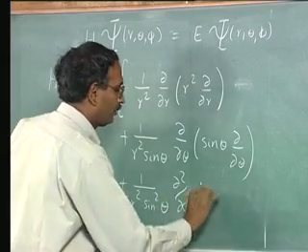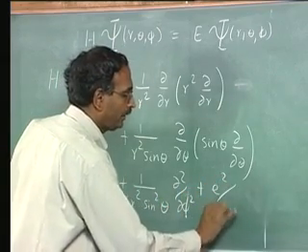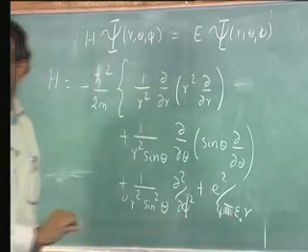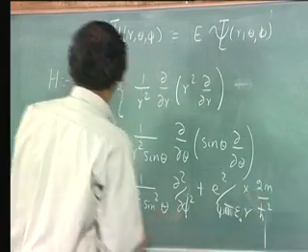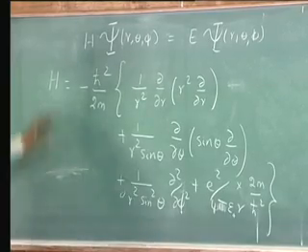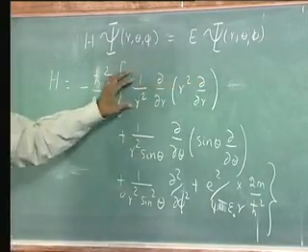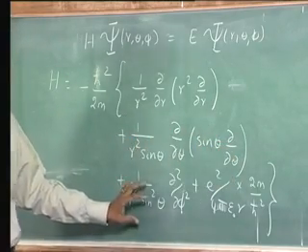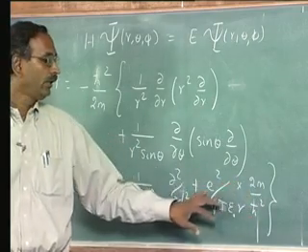plus e square by 4 pi epsilon naught r, or 2m by h bar square. It only gives you time to write these equations and try and understand. This is the operator H containing a derivative expression in r, a derivative expression in theta, and a derivative expression in phi, and a potential energy term involving r.